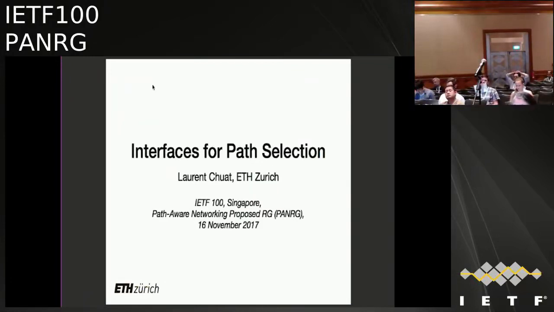Okay, good afternoon. Laurent Chuat, also ETH Zurich. It's my great pleasure to be here. It's my first IETF. I will talk today about interfaces for path selection. This topic overlaps a bit with what's going on in the TAPS working group. In particular, I'm going to talk about the sockets API and efforts to replace it, mainly with the post sockets API. And I will try to link this to research perspectives and some research we have been doing that goes in the same direction.